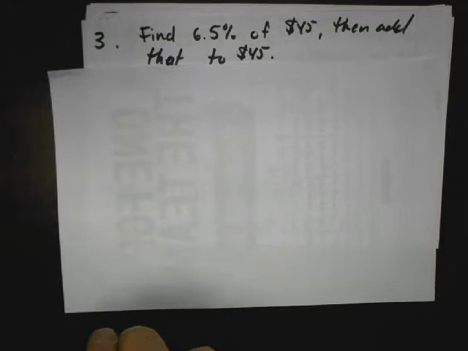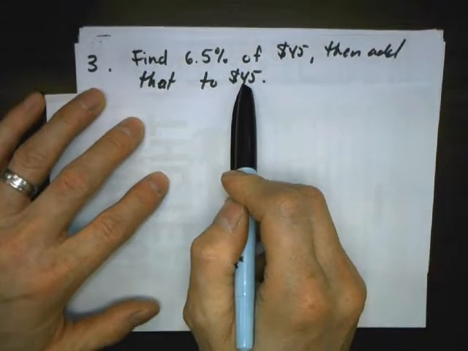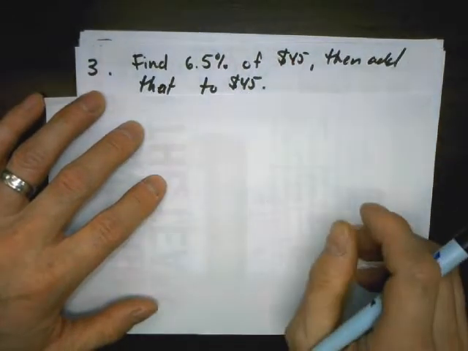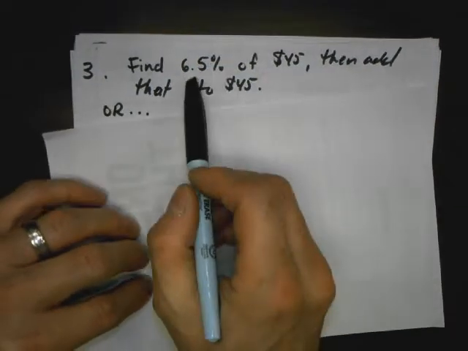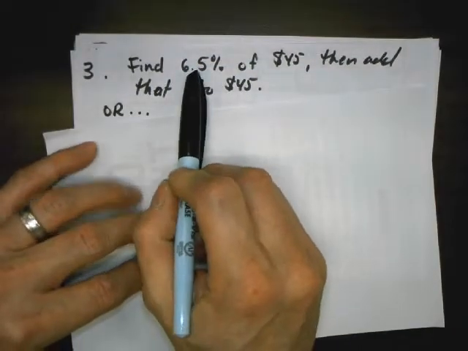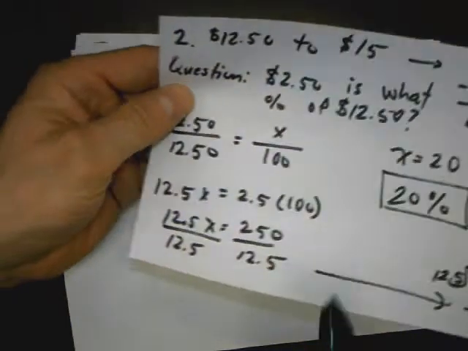Next question, number 3 says, an item costs $45 and has a 6.5% sales tax. How much will you pay with tax included? Round to the nearest cent if necessary. So we're going to pay $45 plus 6.5% of $45. So I can find those two. I can find 6.5% of 45 using the same proportion, right?